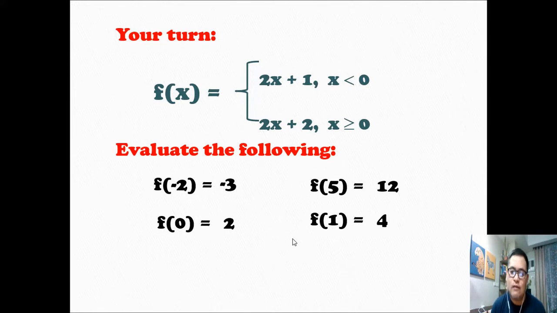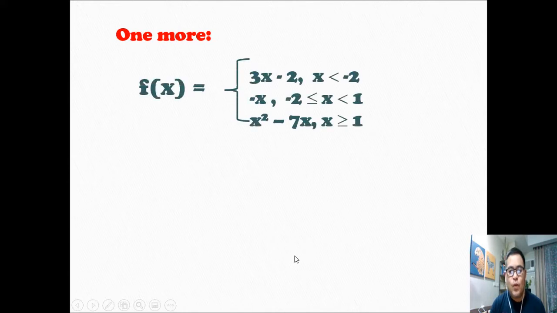Okay, so take note that the value of x are usually integers. So one more. What if you are given this kind of piecewise function? It has already 3 functions. Okay, so we have 3x minus 2 where x is less than negative 2, negative x where x is greater than or equal to negative 2 but less than 1. Then we have also x is greater than or equal to 1 given the function x squared minus 7x.